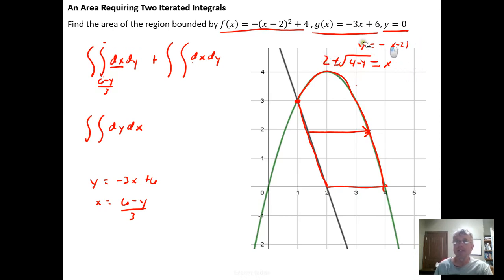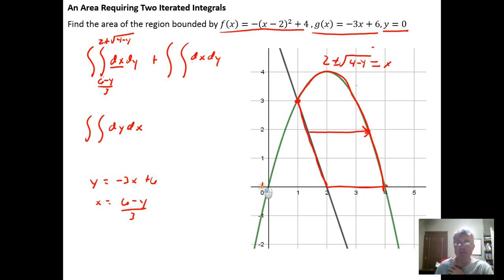We get x equals 2 plus or minus the square root. So for this upper bound of integration, because it's the right hand side of the parabola, it would be 2 plus the square root. So I would get 2 plus the square root of 4 minus y. And then we would have to say what is the y interval over which the left and right controls are bounded by these two functions of y.